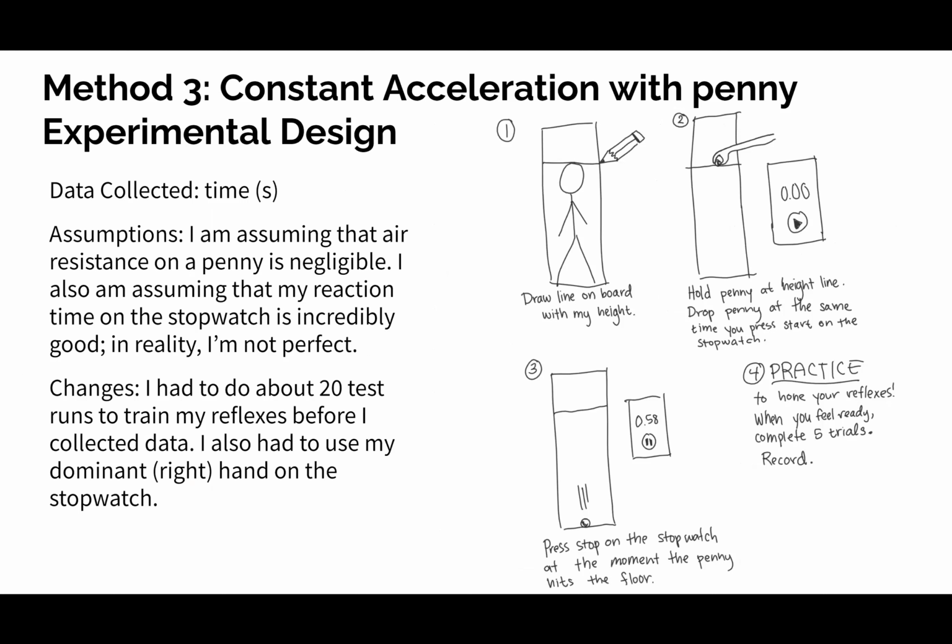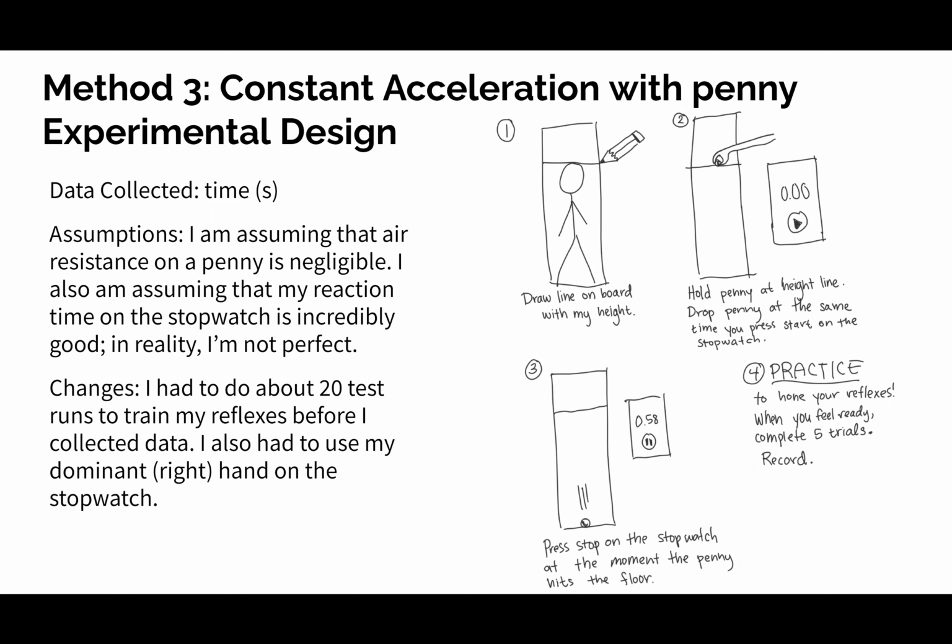All right, for the third method, I did not use any iOLab device or software. I used a penny and a stopwatch. So again, the first thing that I did was draw a line on a board with my height, and then I held the penny at that height line and I dropped the penny at the exact same time as I pressed start on the stopwatch. I pressed stop on the stopwatch at the very moment that the penny hit the floor.